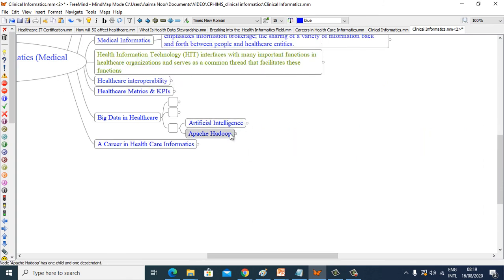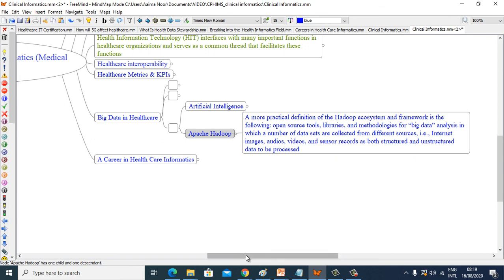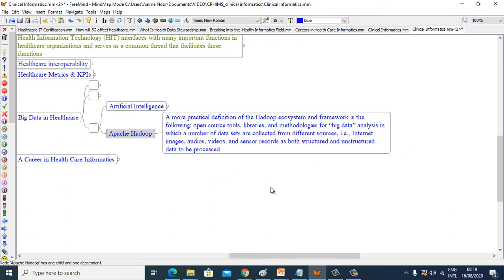Apache Hadoop. A more practical definition of the Hadoop ecosystem and framework is the following: open source tools, libraries, and methodologies for big data analysis in which a number of data sets are collected from different sources, i.e. internet, images, audios, videos, and sensors, recorded as both structured and unstructured data to be processed.